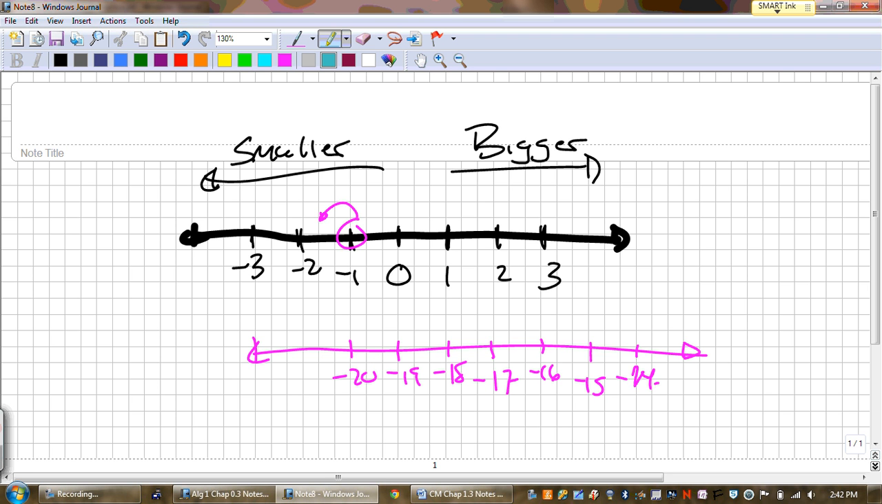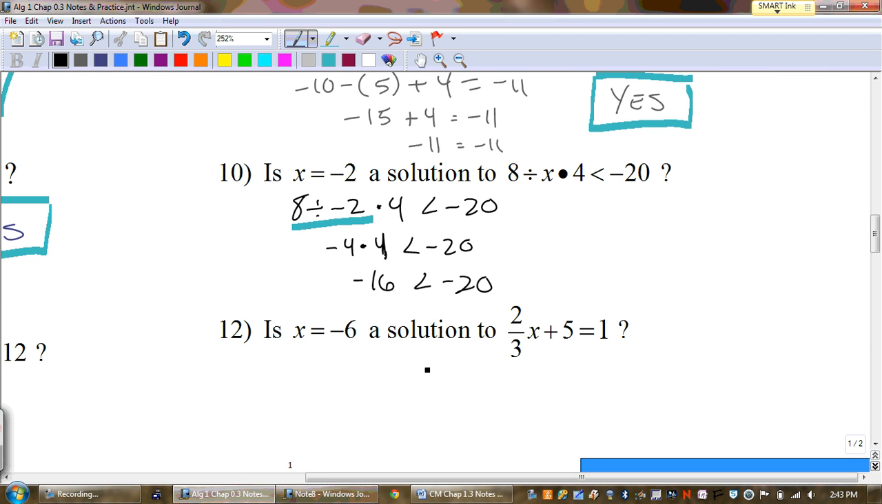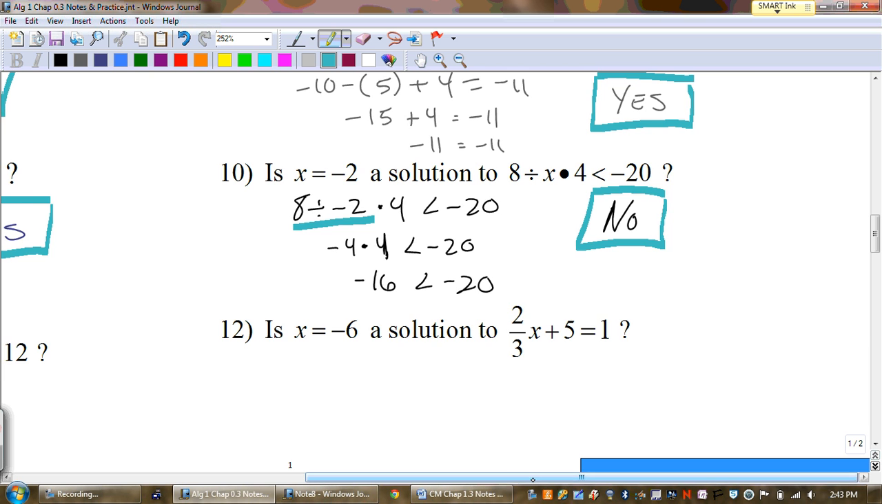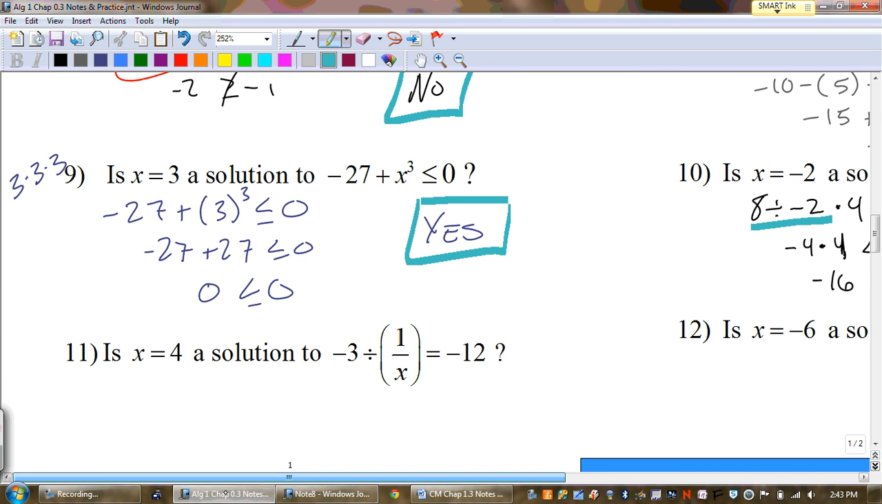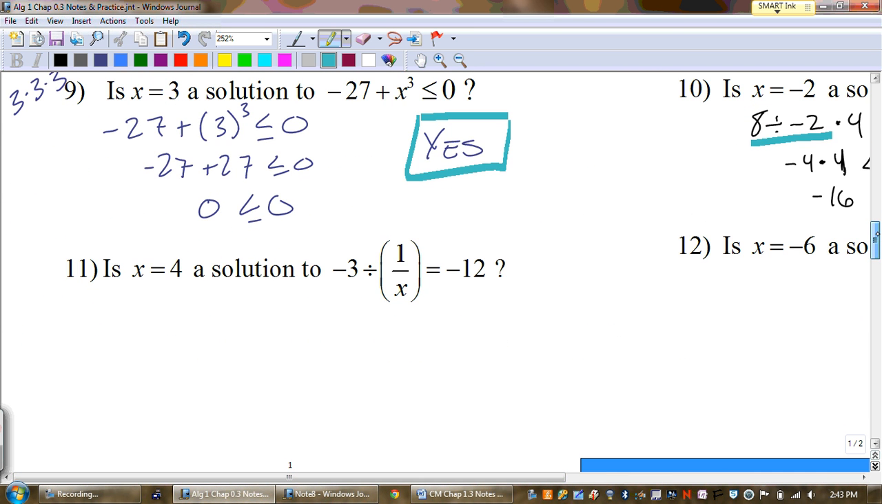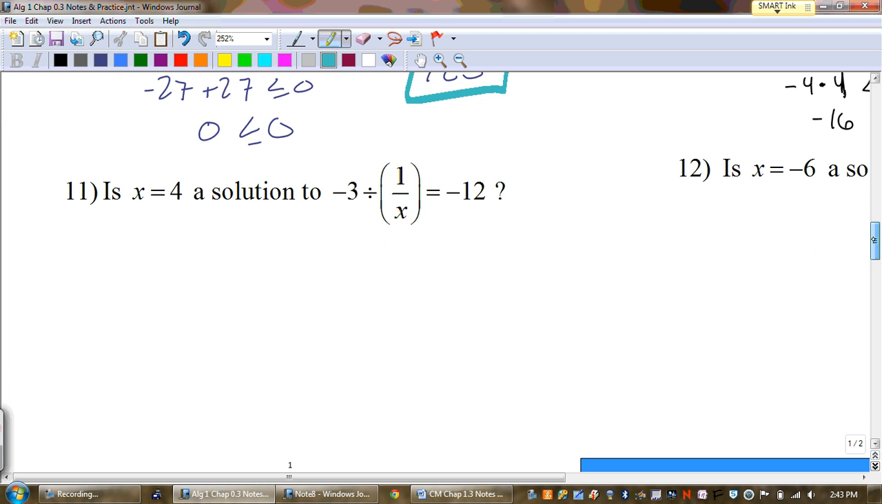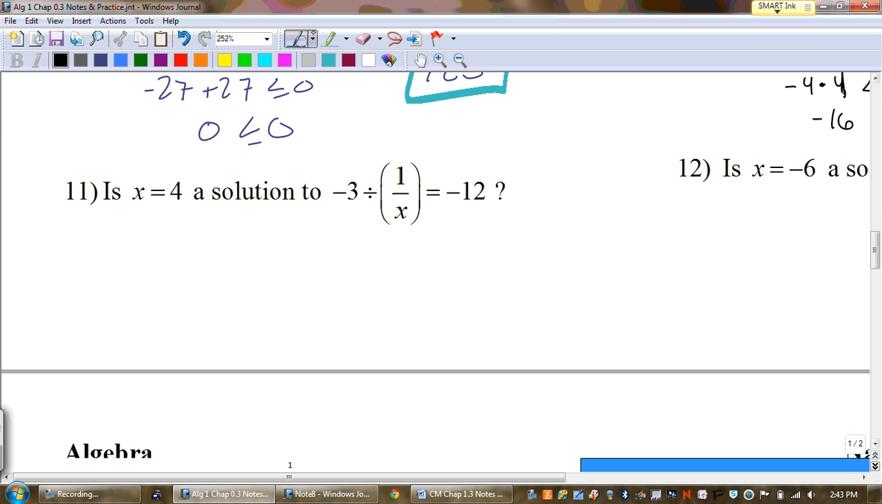And if we follow the same principles, is negative 16 greater than or less than negative 20? Well, what direction? It's to the right. So that is actually a false statement, okay? That is no. Negative 16 is greater than negative 20. Okay? Now, we only got 2 more problems to go.